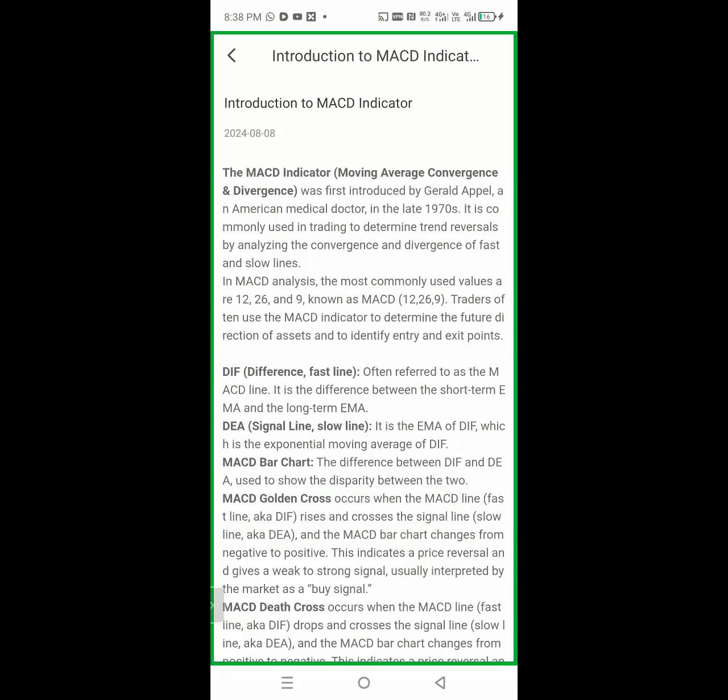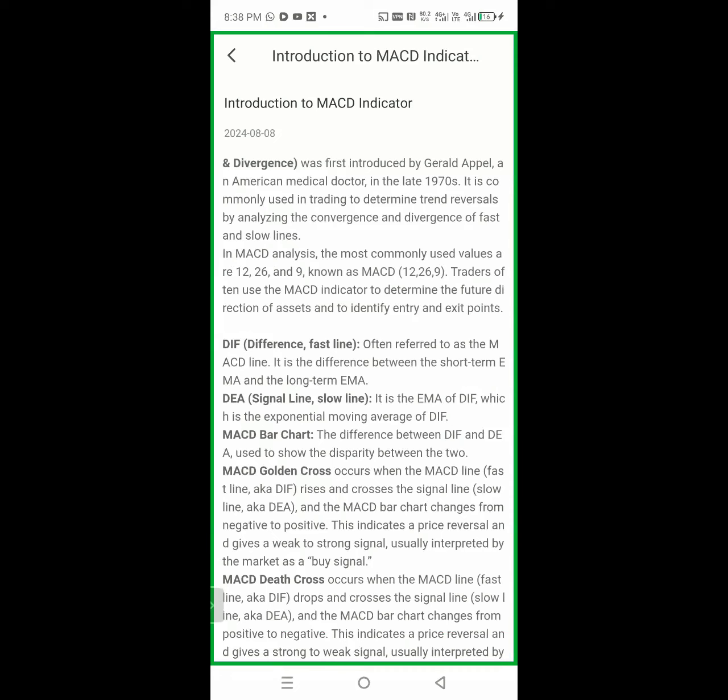So the first one is DIF, which means the difference, that is the fast line, often referred to as the MACD line. The fast line is the one that is referred to as the MACD line. That is the yellow line. After this, we are going to open the chart, so we'll see the lines. So it's called the difference. It's also called the fast line. It's referred to as the MACD line.